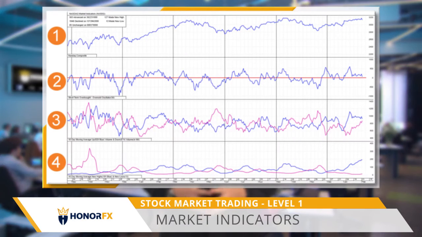Blue line, a 10-day moving average of the number of stocks making new price highs. Pink line, a 10-day moving average of the number of stocks reaching new price lows. When the two lines cross, this may indicate a trend change in favor of whichever line is moving up.